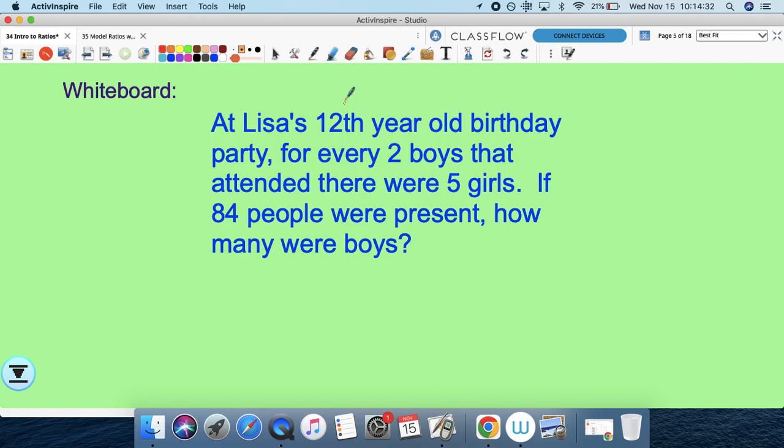Now, you're going to go on the whiteboards today, and this particular question says that at Lisa's 12-year-old birthday party, for every 2 boys that attended, there were 5 girls. If 84 people were present, how many were boys? So I want you to take a moment. You're going to go on the whiteboard, you're going to pair up, and we're going to work on this for a few minutes, and then we'll discuss it. When you come back from the whiteboards, you're going to continue here on the video.